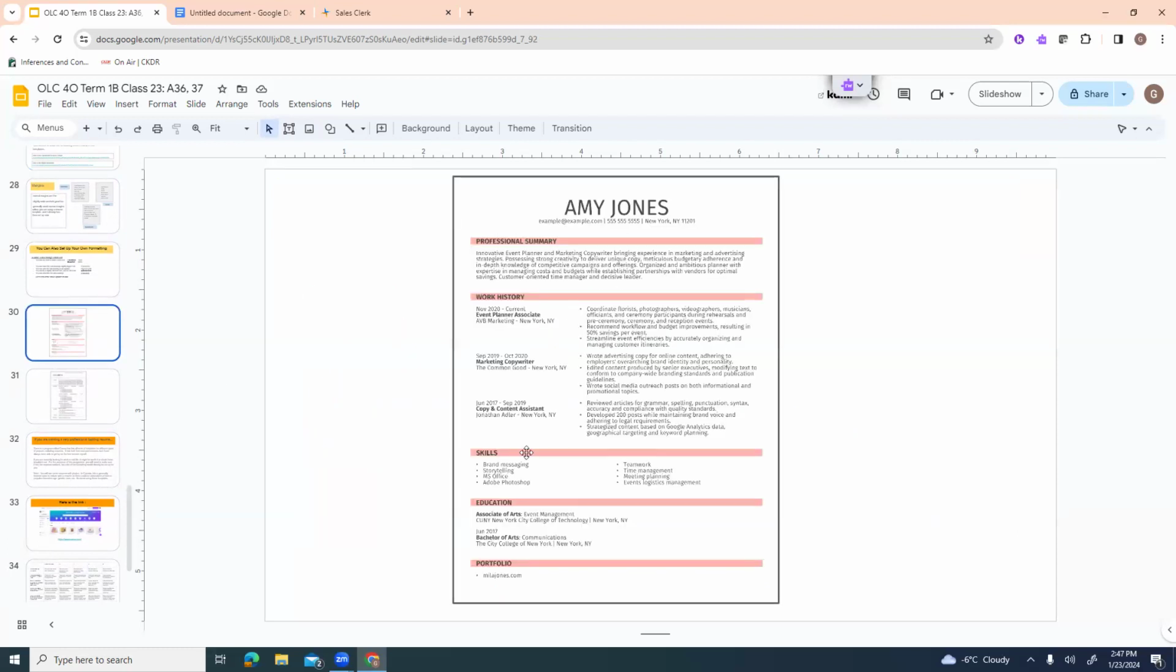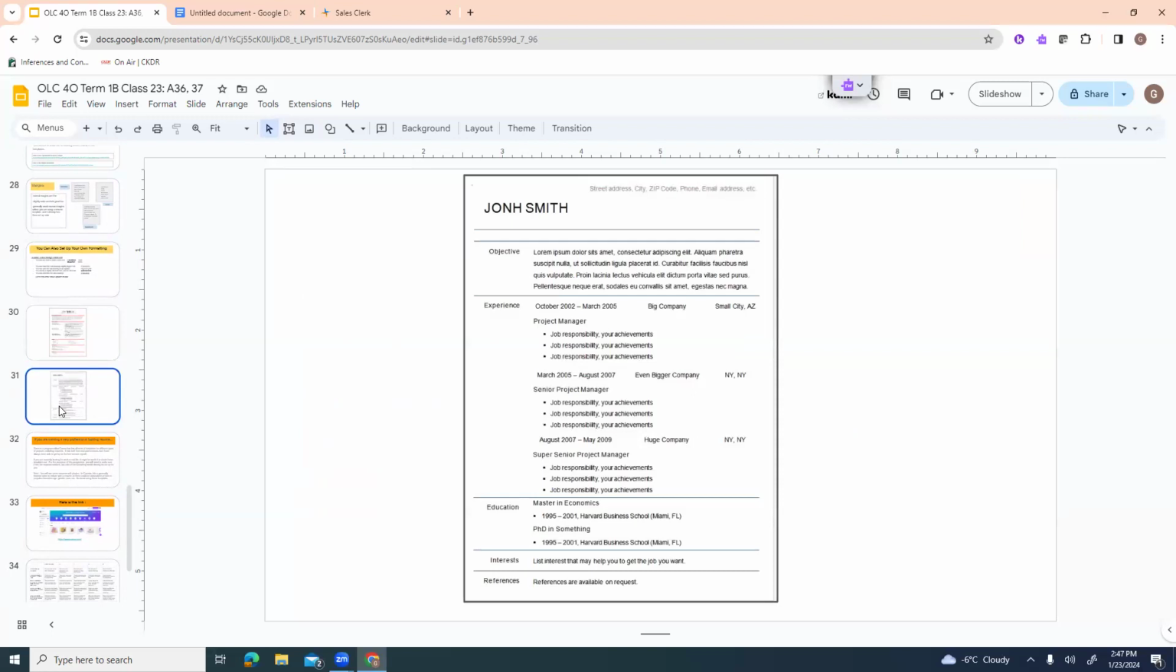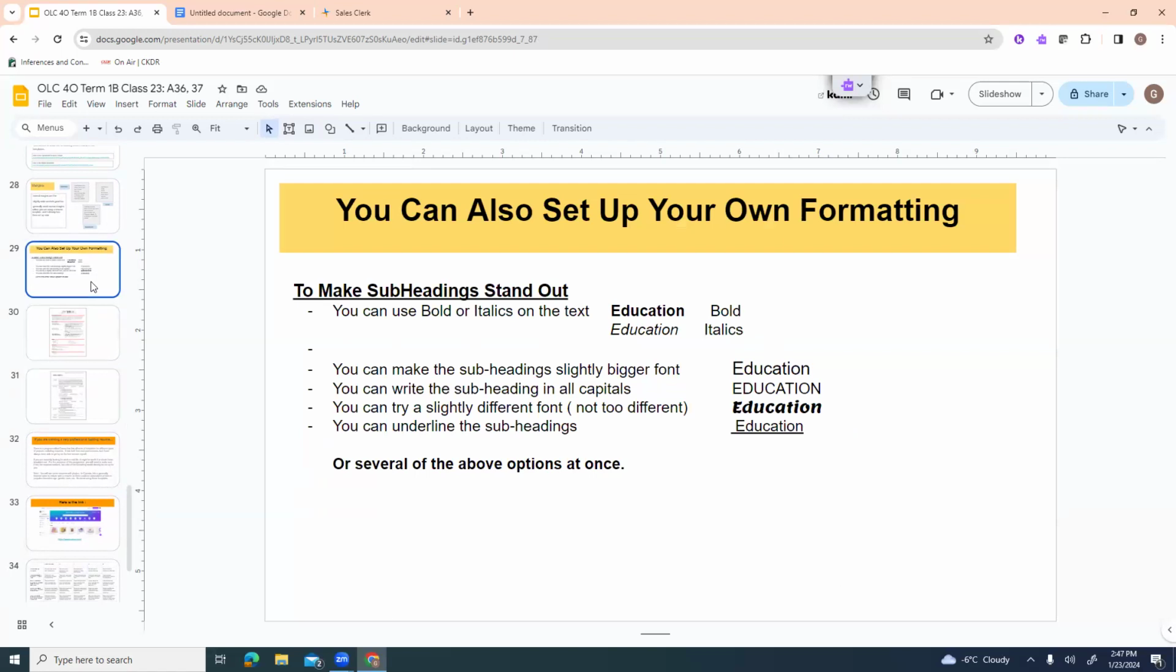Here are some other resumes from some other places. If you're wanting to use something for a real resume, it's relevant to look at these kinds of things and get some ideas. Keep in mind when you're doing your good copy, those subheadings like objective, education, you want to make them stand out on your computer. You can do things like put them in bold or use italics. You could make it a slightly bigger font or put it all in capitals. You can try a slightly different font, but you don't want it to be too wacky. You could underline it, or you could do several options at once.